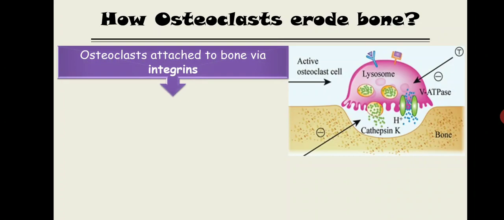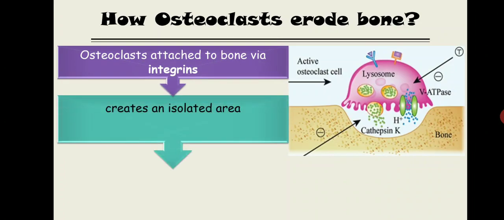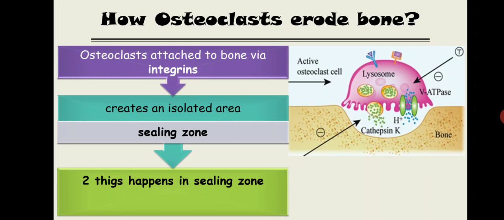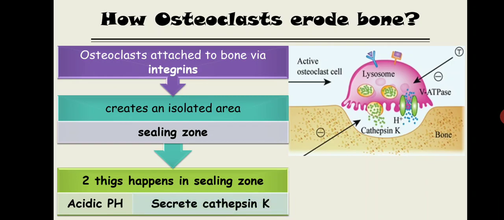The osteoclast attaches to the bone via integrin and creates an isolated area. That isolated area is known as the sealing zone. And in that sealing zone, two things will happen: first, the pH becomes acidic, and second, it secretes cathepsin.